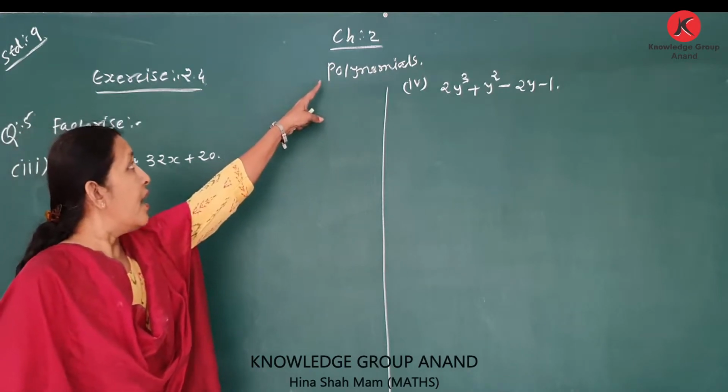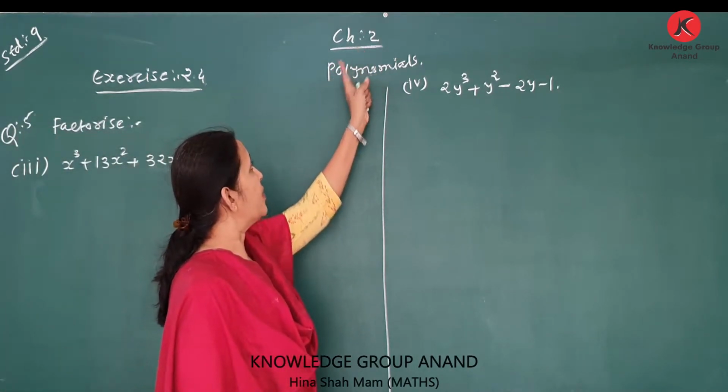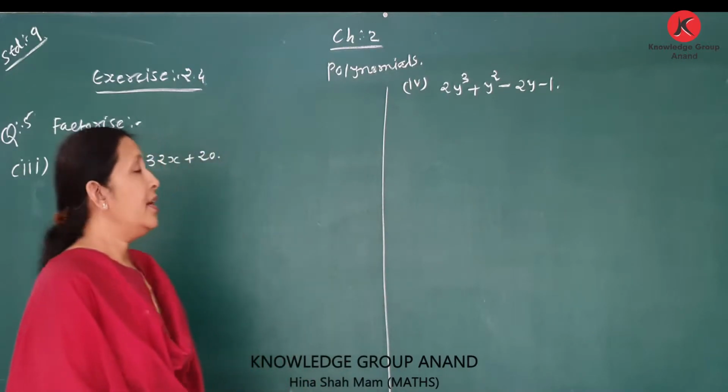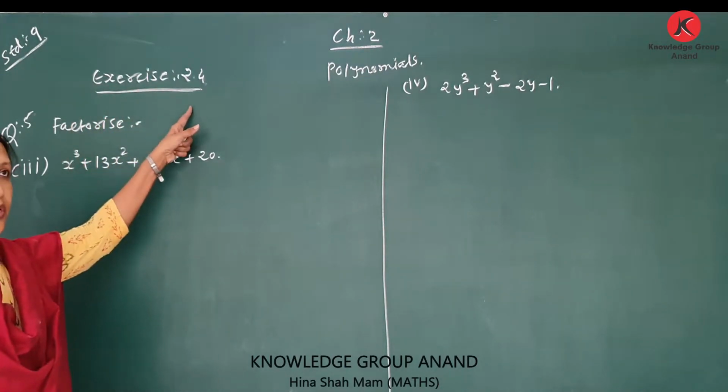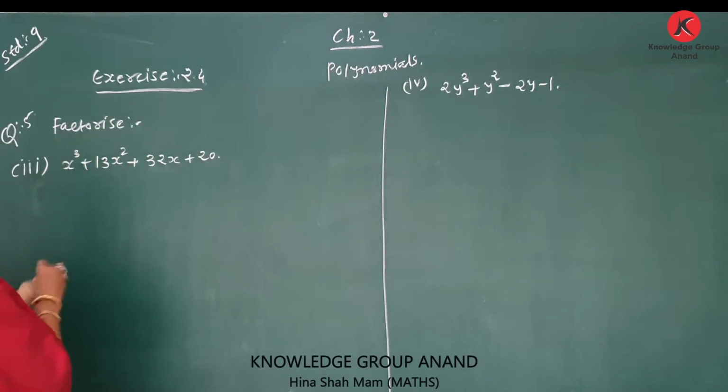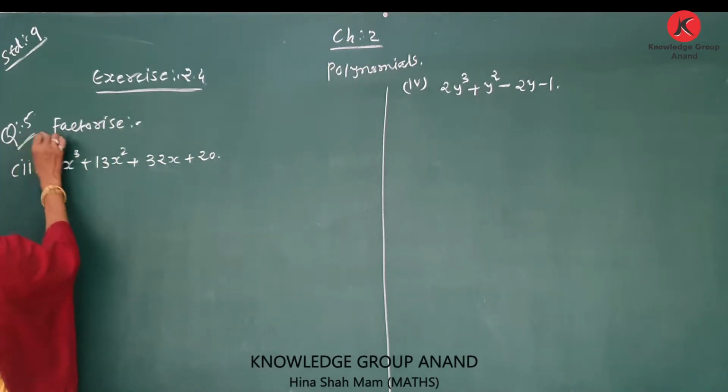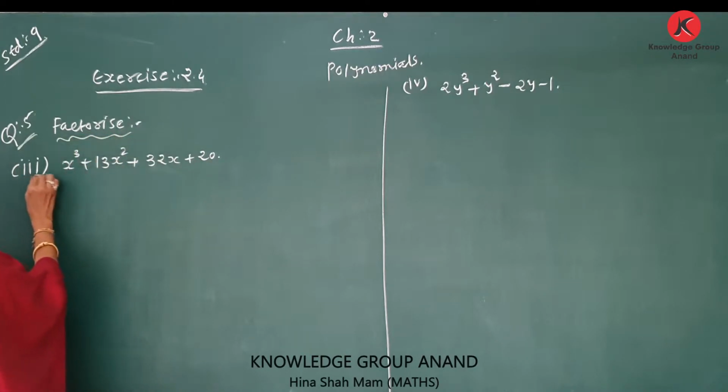We learned this chapter. Now chapter 2, polynomials. In the previous lecture we did exercise 2.4, questions number 4 and 5, first and second. Now exercise 2.4, question number 5, factorize. Number 3: x cube plus 13x square plus 32x plus 20.